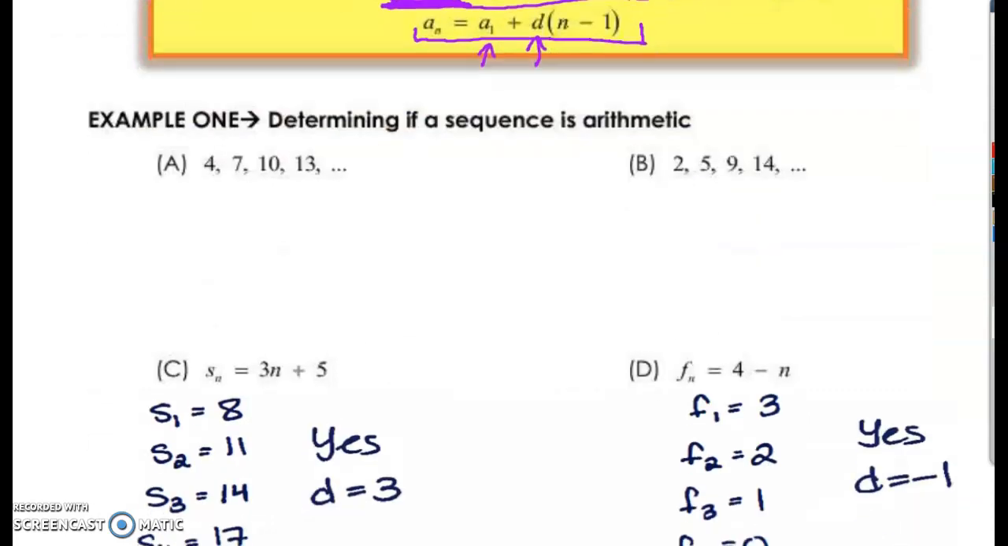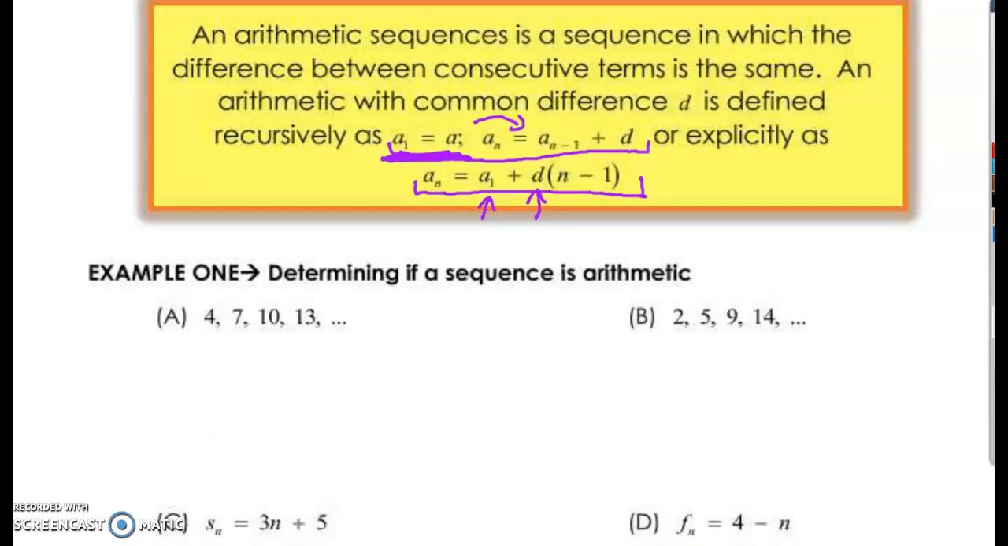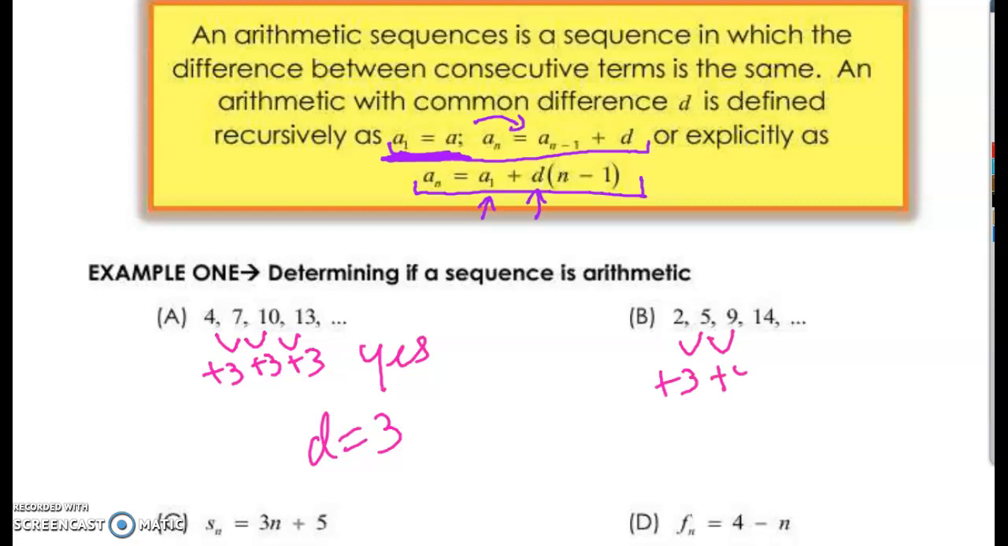So example 1, determining if a sequence is arithmetic. Well, we just have to see if there's a common difference. If you can add 3 in between each of these, so yes, this one is arithmetic, and the common difference is 3. Now look at this one. You add 3, and then add 4, and then add 5 in between each of these terms. So this is not arithmetic.